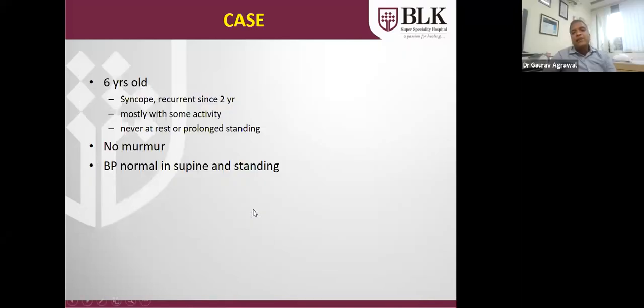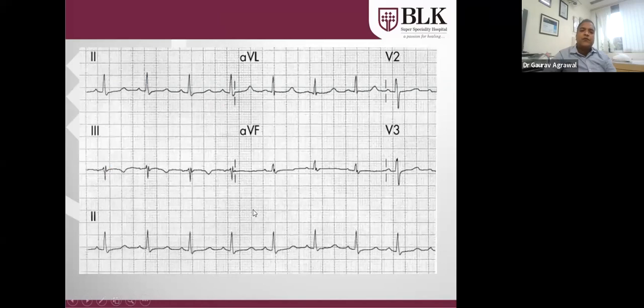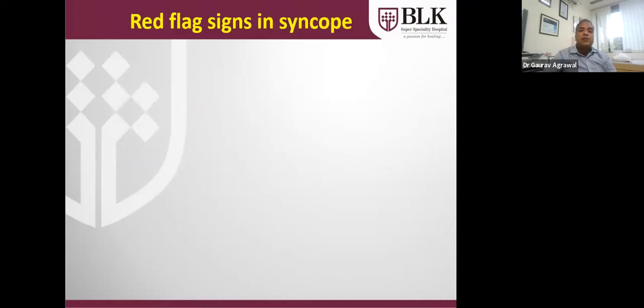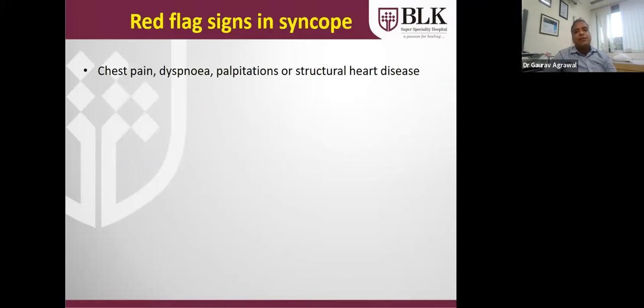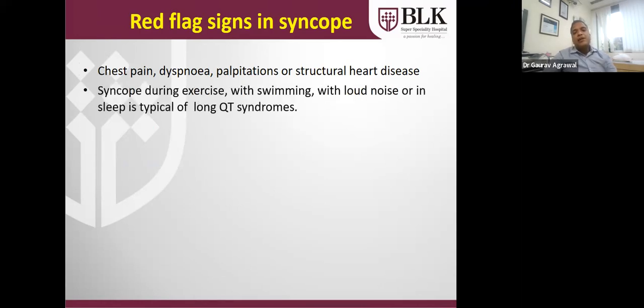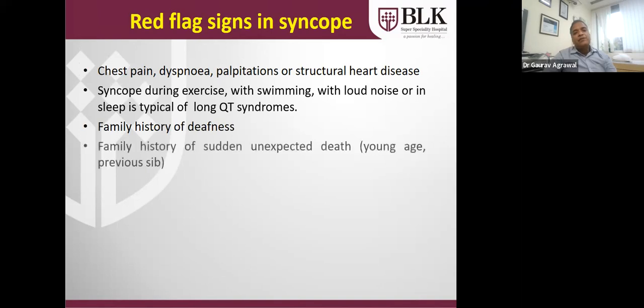Mostly with some activity means the patient is having some form of long QTc, especially type 1 long QT syndrome. The red flag signs in syncope are chest pain, dyspnea, palpitation, or some form of structural heart disease like Ebstein. Syncope that occurs during exercise, with some activity like swimming, loud noise, or in sleep is typical of long QT syndromes. If there is any family history of deafness, or family history of sudden unexpected death, especially at a young age or in a previous sibling, these are the red flag signs in case of syncope.